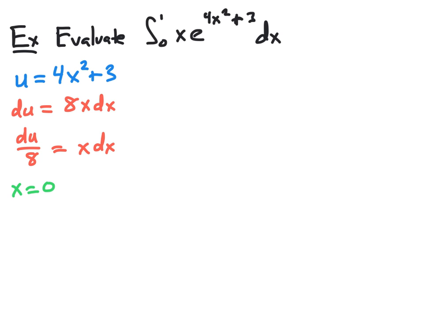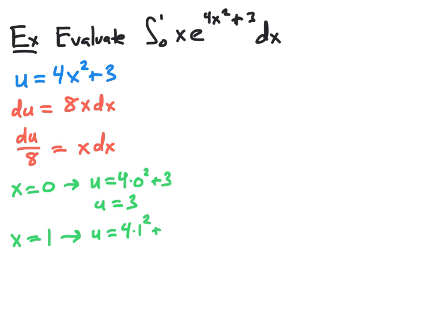And so when x is equal to 0, we use our equation for u to determine the corresponding value of u. So u here will be 4 times 0 squared plus 3, and that simplifies to u equals 3. And for our upper limit of integration, we have x equals 1. That gives us the value of u equals 4 times 1 squared plus 3. That's u is going to be 4 plus 3, or u equal to 7.